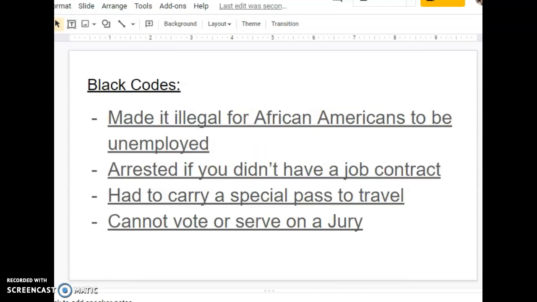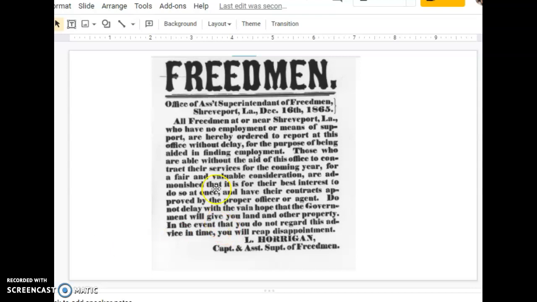So the South, of course, wanting to keep those Southern structures, that Southern racist system, create these black codes, similar to the Jim Crow laws that we talked about in class. It makes it illegal for African Americans to be unemployed. You had to sign a job contract every single year or you could be arrested. You had to carry a special pass to travel from place to place. They made it illegal to vote and illegal to serve on a jury. So this is where this ad comes in, saying that you need to come find employment or you're out of contract.